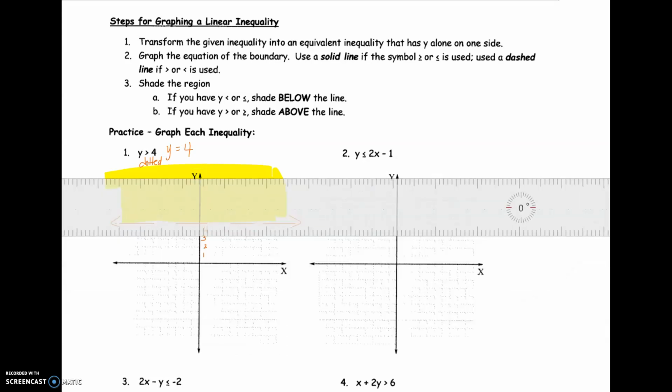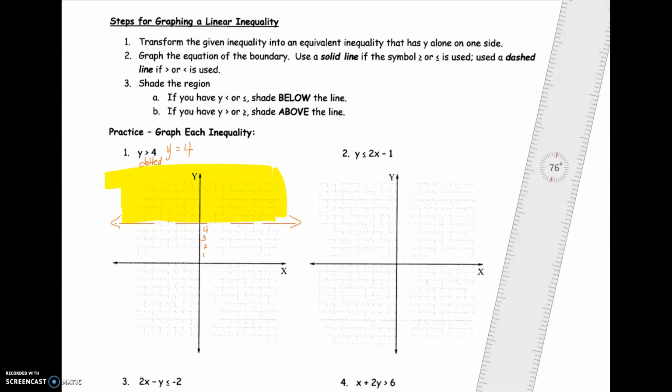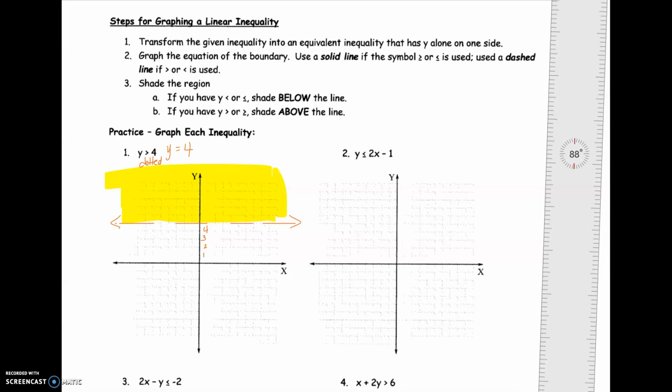So this is going to be very similar to when we graphed linear equations, except when we graphed just an equation, it was all the solutions on the line that made it true. In this case, it could be all the solutions on the line plus whatever's greater or less than that.